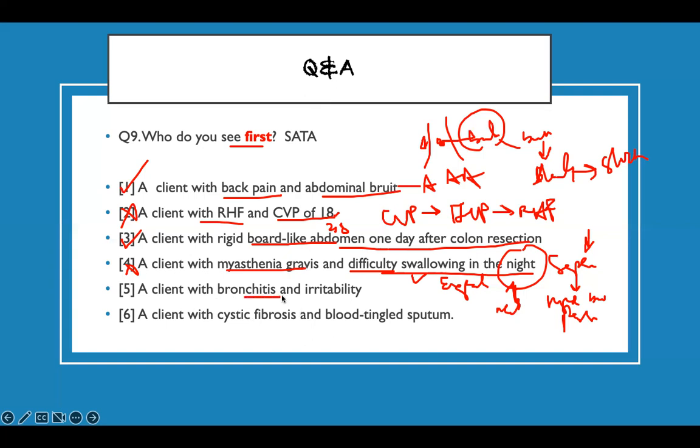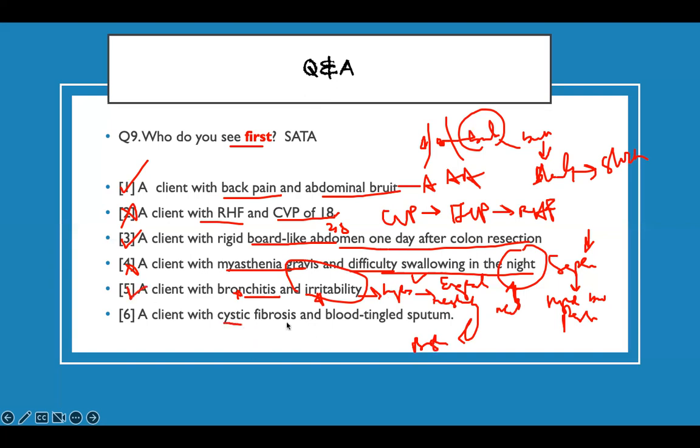Client with bronchitis and irritability. There's a buzzword here. Irritability is a sign of hypoxia, which is restlessness. Another way of saying restlessness. Restlessness is a B-sharp movement. That's an airway issue. I see you.